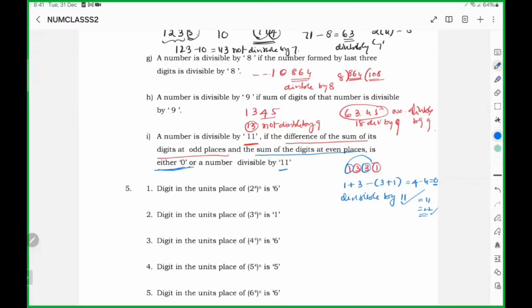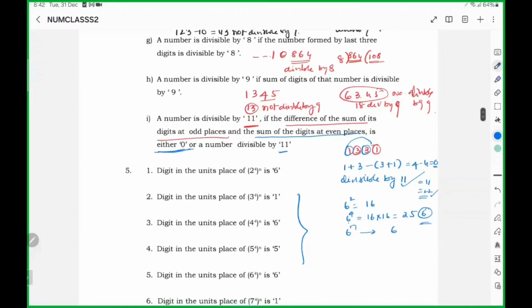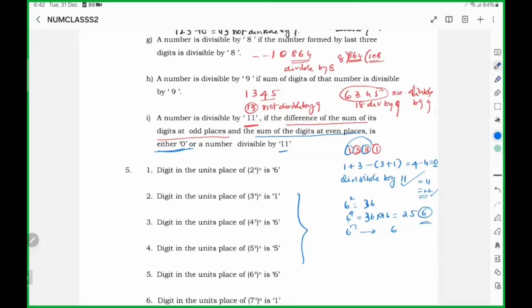Here it is the fourth power of any number. Like here 6 square is 36, 6 power 4 is 36 into 36, 1296, and the digit is 6. Any power of 6 ends with 6. 6 power 1, 6 square, 6 cube, anything ends with 6.